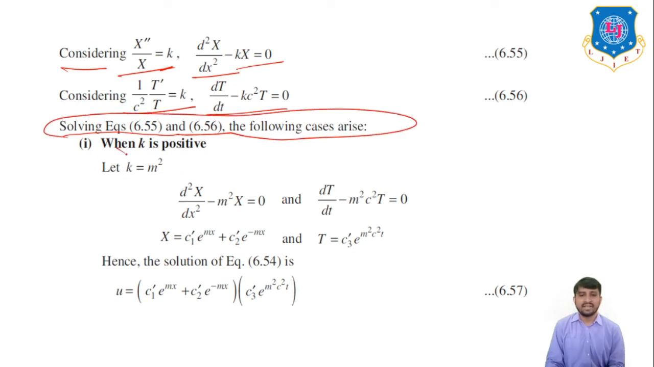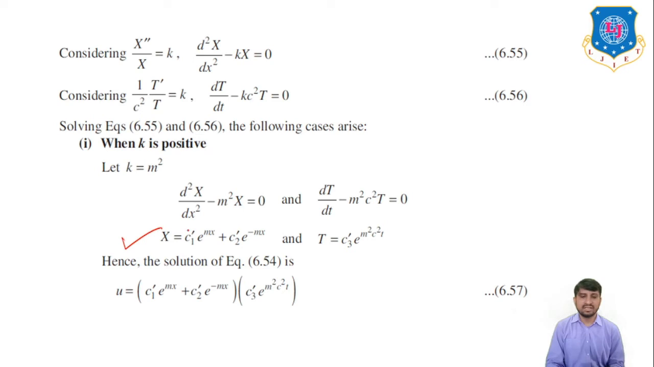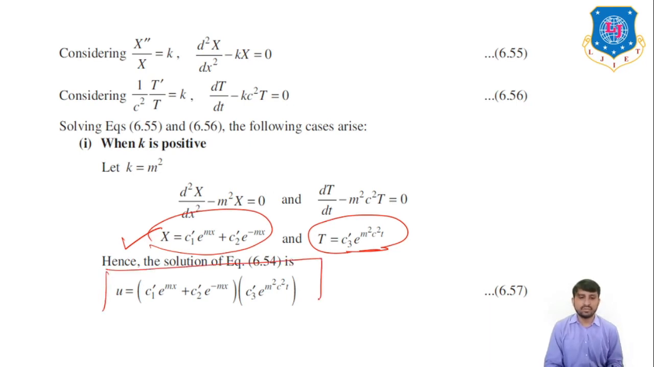Okay, when k is positive, k is equal to m square: d square X by dx square minus m square X is equal to 0, and dT by dt minus m square c square T is equal to 0. Okay, and X is equal to c1 dash e raised to mx plus c2 dash e raised to minus mx, and T is equal to c3 dash e raised to m square c square t. So using the method of separation of variables, we can easily solve this equation, and hence the solution of equation 6.54 is u equal to c1 dash e raised to mx plus c2 dash e raised to minus mx, into c3 dash e raised to m square c square t.